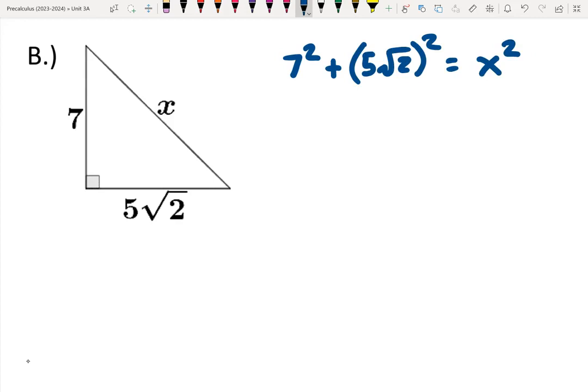So we go ahead and we square each of those. And this one we're not going to give a decimal answer, so no calculator on this one. We'll use our calculators in a little bit, but this one, no calculator. So what is 7 squared? All right, how do we do that one? 5 square root of 2 squared.